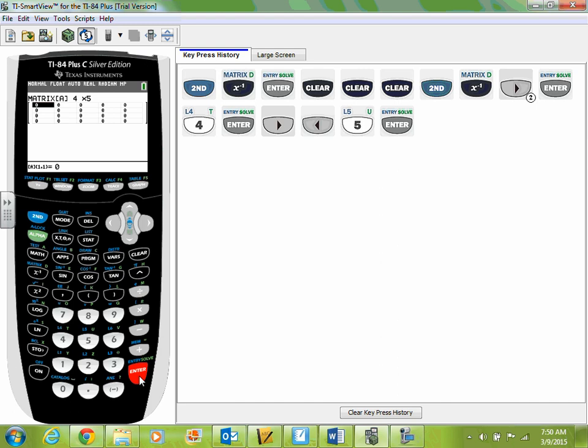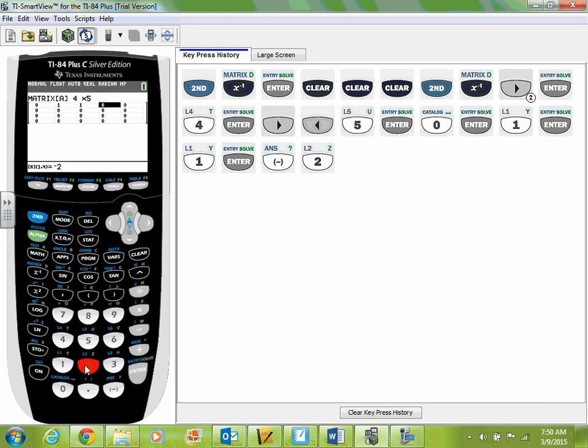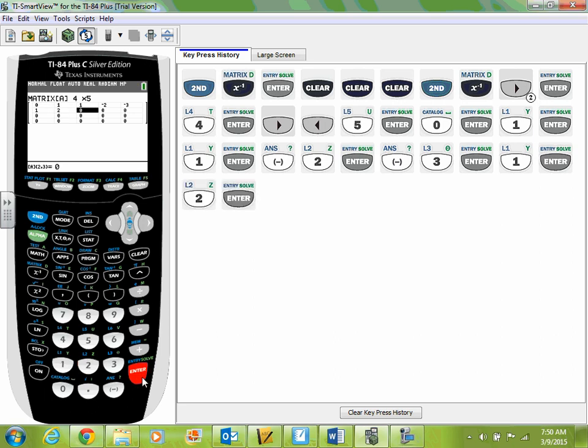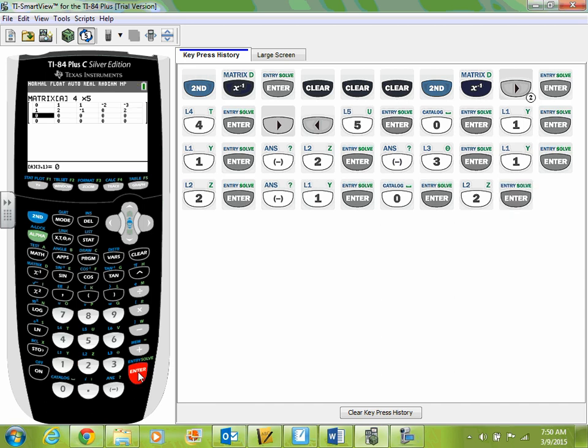Okay, then you just start entering your numbers, and it will go across your rows. So I know my first number is 0, enter 1, enter 1, enter negative 2, enter negative 3, enter. There's my first row. Then if you go to your second row, 1, enter 2, enter, negative 1, enter 0, enter 2. There's your second row.